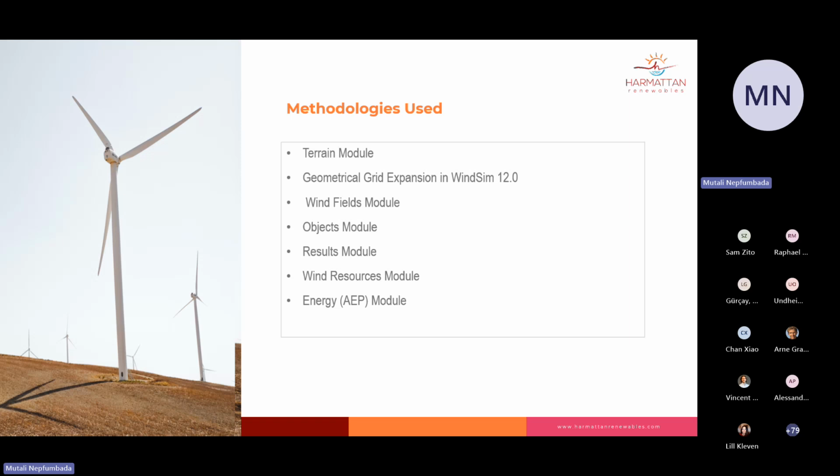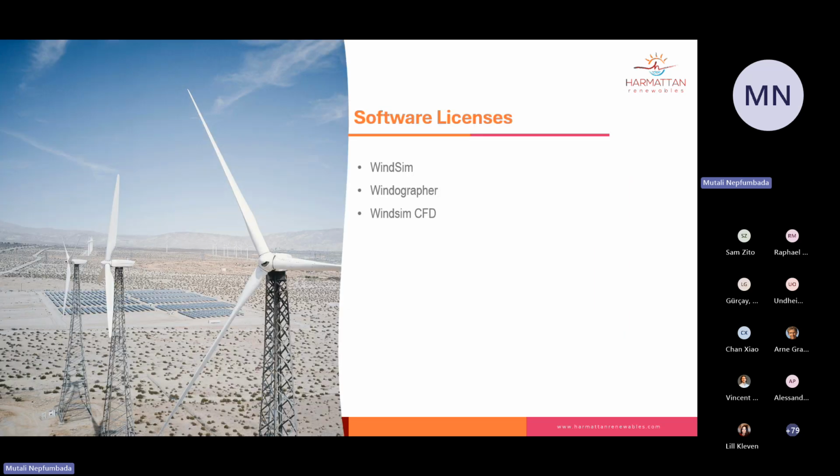So going to the software that WindSim used, they used the Windographer software to clean the data that the client provided us, and they also used the WindSim software to run those models to run the calculation for AEP, and then also used the CFD because of the complex terrain where the site was located.